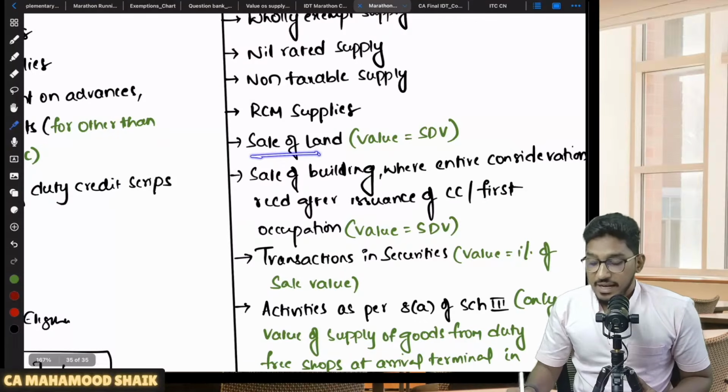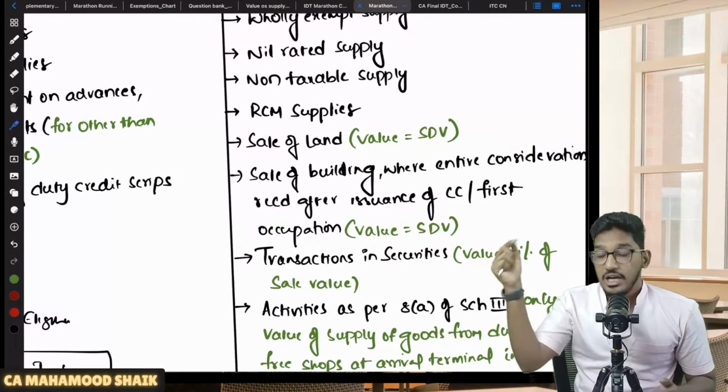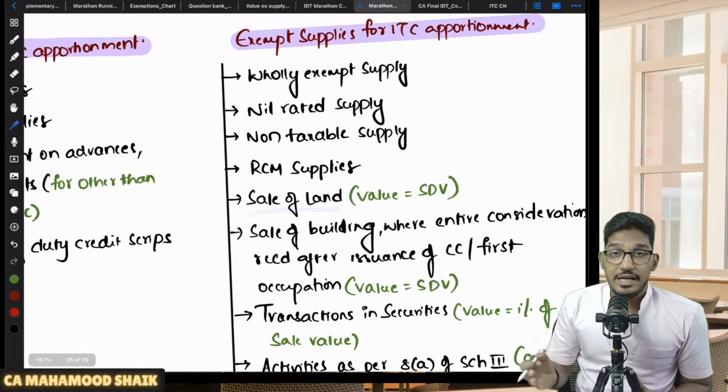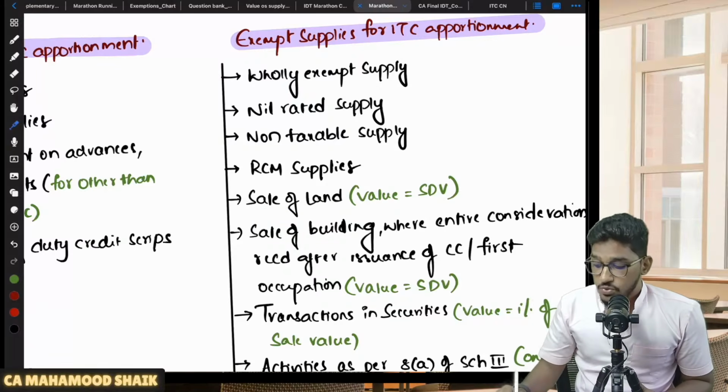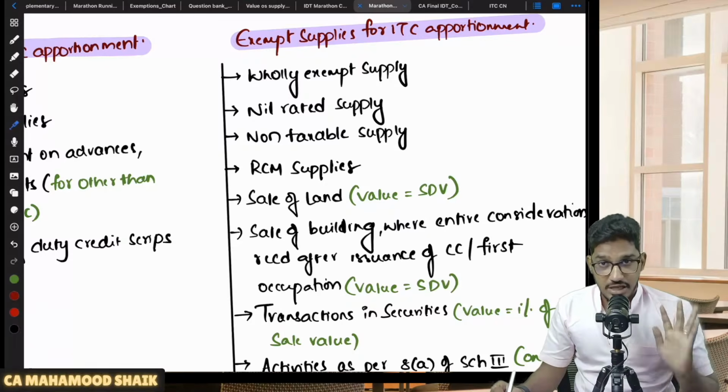Sale of land. Sir, sale of land is not a supply. Yes, agreed, sale of land is not a supply. But for the purpose of apportionment, even sale of land will be considered as exempt supply. So what will be the value taken, sir? Stamp duty value. Whatever stamp duty value is there, that should be considered as the value.